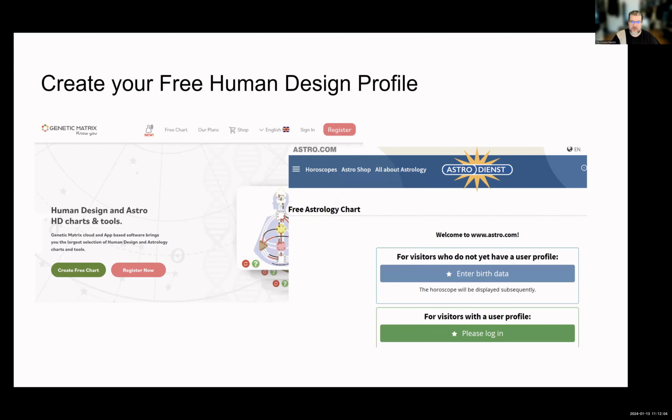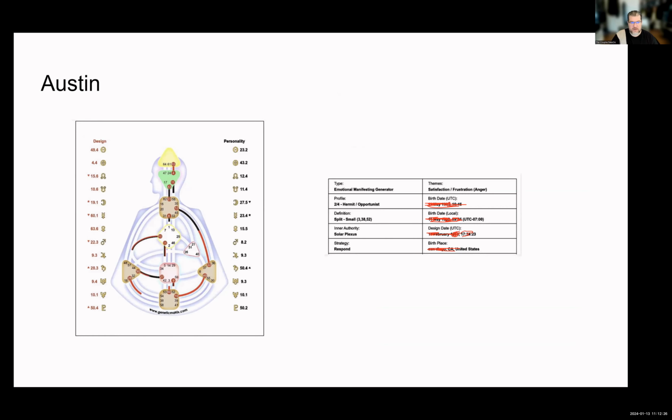So these are some websites where you can get your free profile based on your birthday, time of birth, and where you were born. That corresponds to where the sun, moon, and stars were at that time, to give you your natal chart and then your human design. Okay.